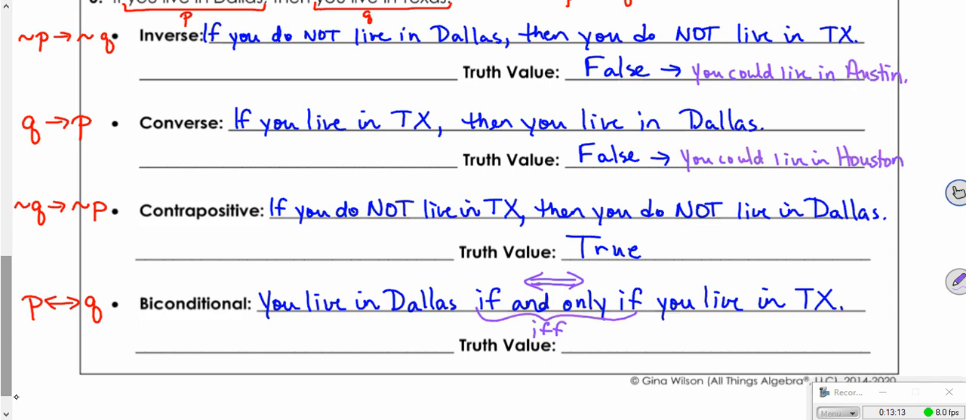Now, the if and only if is different, because if you say you live in Texas if you live in Dallas, that's true, but it's not true the other way. You live in Dallas if you live in Texas? There's a whole lot of Texas that doesn't work. So this is actually false because the converse is false. What I just talked about.